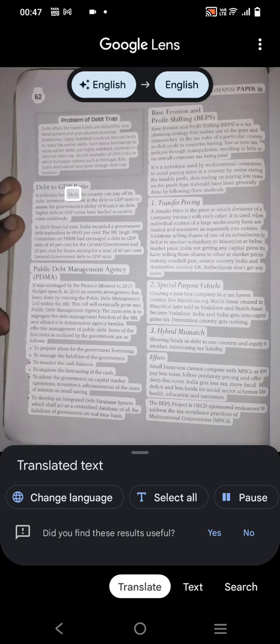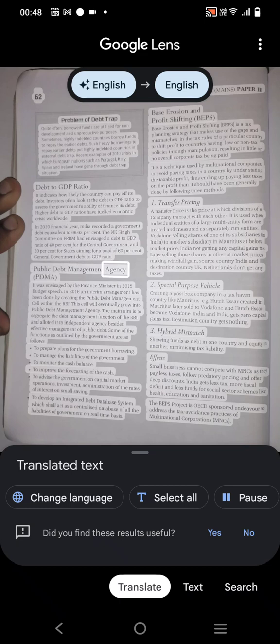Debt to GDP ratio. It indicates how likely the country can pay off its debt. Investors often look at the debt to GDP ratio to assess the government's ability to finance its debt. Higher debt to GDP ratios have fueled economic crises worldwide. In the 2019 financial year, India recorded a government debt equivalent to 69.62%. The N.K. Singh Committee on FRBM had envisaged a debt to GDP ratio of 40% for the central government and 20% for states, aiming for a total of 60% general government debt to GDP ratio.